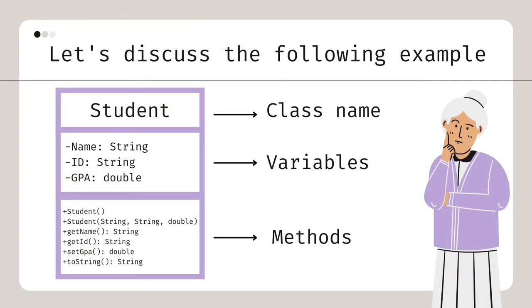Let's discuss the following example. The class name here is student. I added three variables which are the private string name, private string ID and private double GPA. For the methods I added a default constructor, and an initializing constructor, two getters for the name and the ID and one setter for the GPA. And finally a toString method to put everything in place.